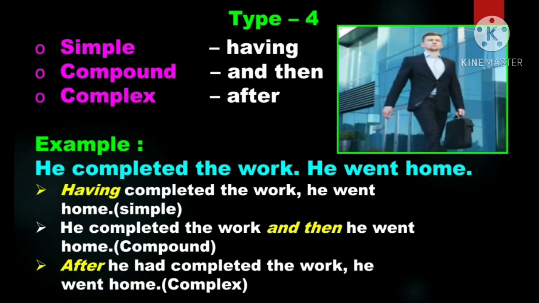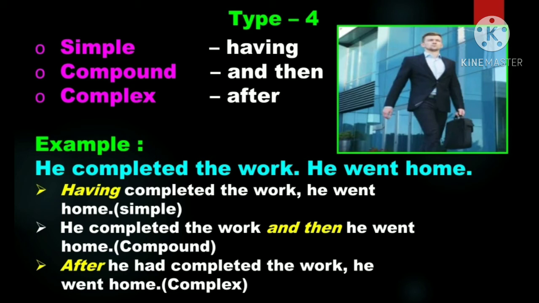The next one is type 4. In the simple sentence, we will have "having", and in the compound, we will have "and then", and in the complex sentence, we will have "after", the subordinating conjunction.